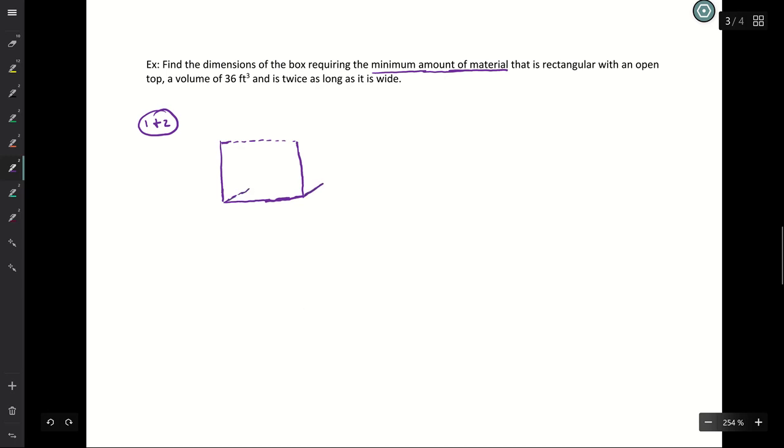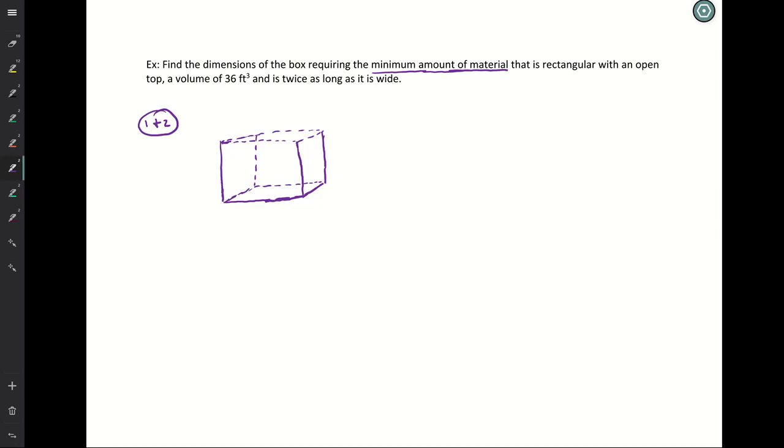You'll have to forgive my very bad drawing skills. What I've done here is I've dotted the dimensions of the back corners that we can't see, and I've also dotted the top so we can see that this is an open type top. Let's go ahead and now assign some variables.